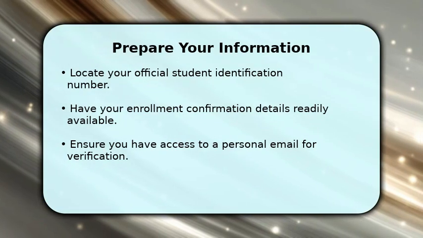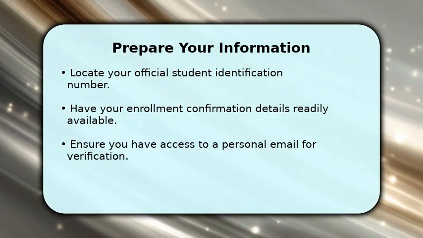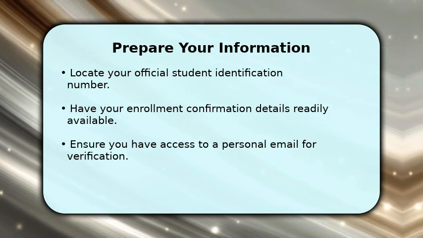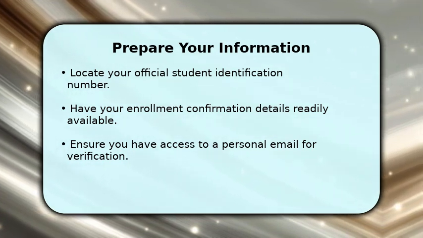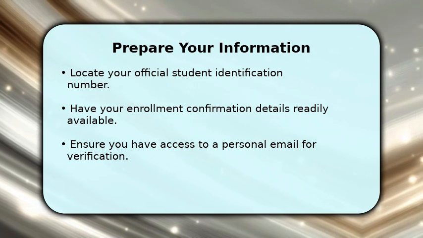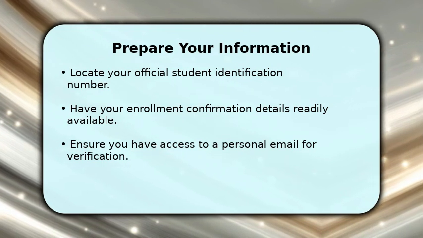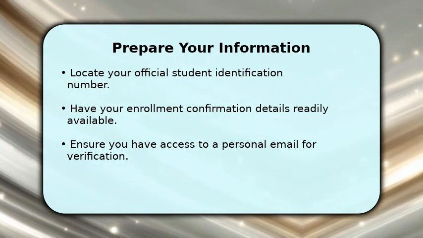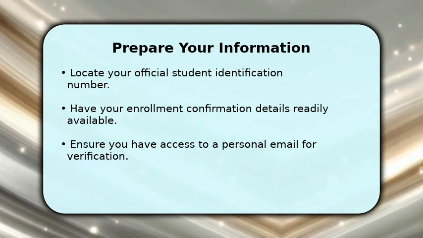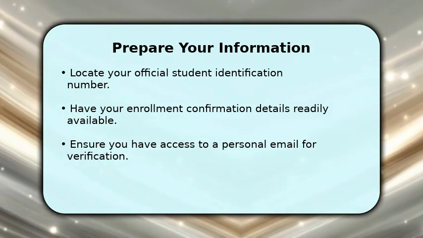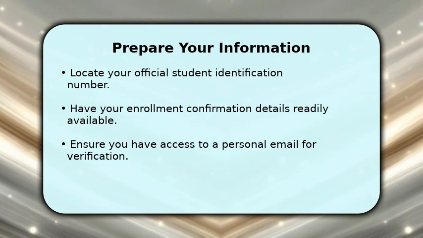Before you begin, it is crucial to have all your necessary information organized. You will typically need your unique student identification number, which is usually an 8 or 9-digit code. Also, keep your enrollment confirmation or acceptance letter handy, as it often contains key details. A personal email address is also essential for initial verification and password recovery, so make sure it is accessible.